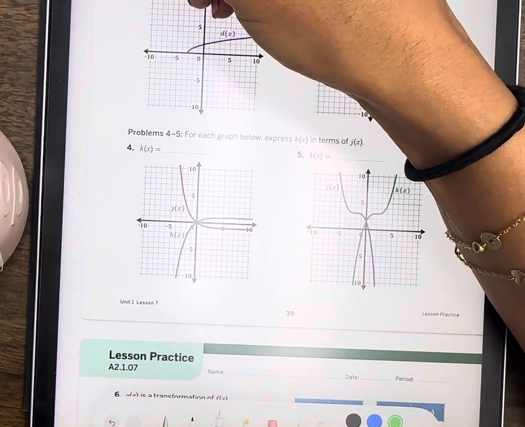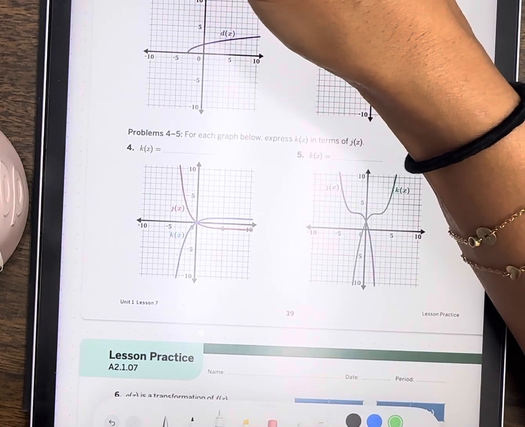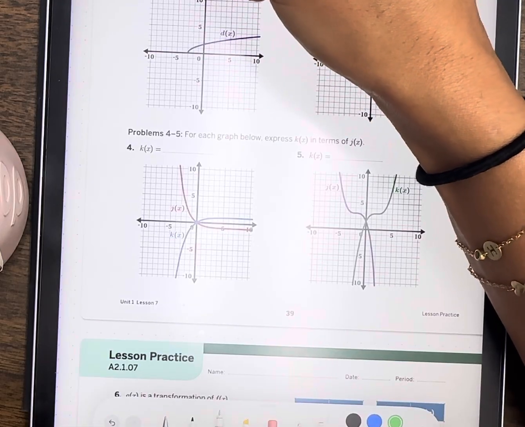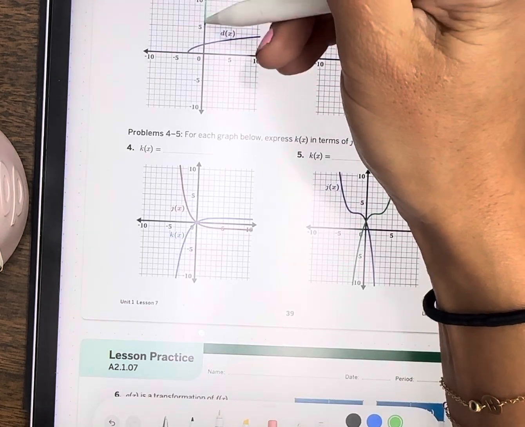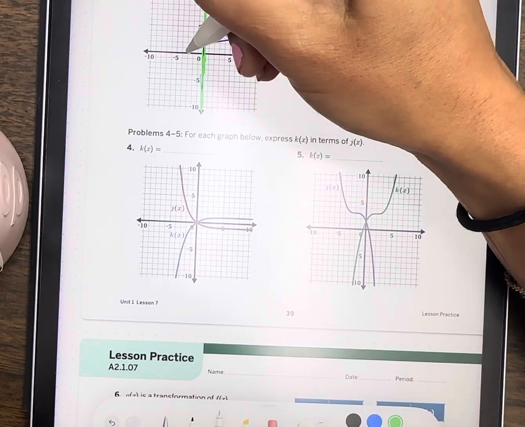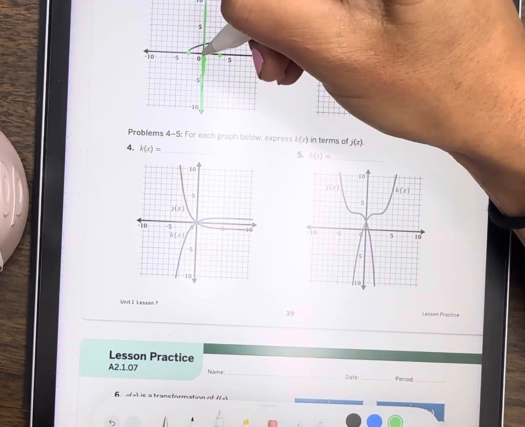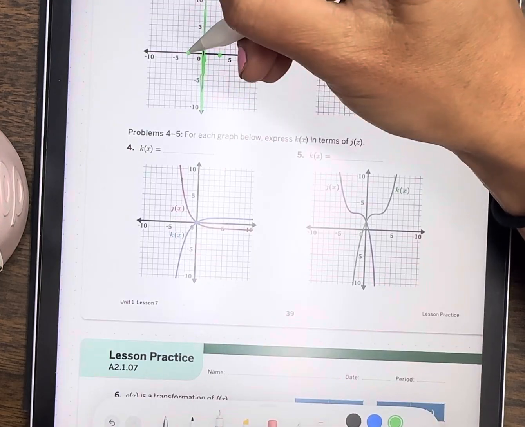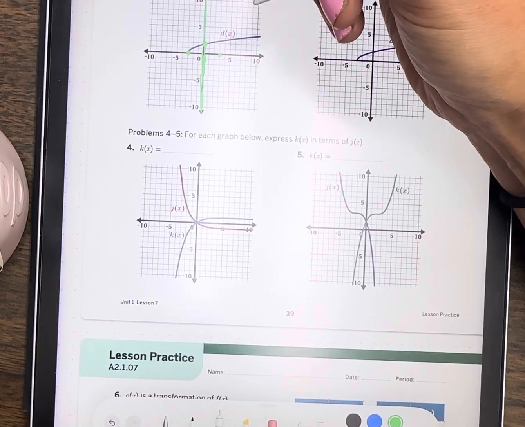They throw a negative in the parentheses with x. Anything in the parentheses with x is horizontal. We're going to reflect horizontally, which means the y-axis is going to become a mirror, and every point is going to find its reflection on the other side of the mirror. However far you stand from the mirror, your reflection is that far the opposite way. So that point goes there. This point on the mirror is on the mirror.